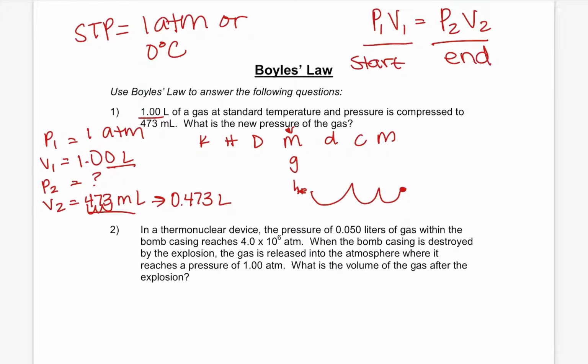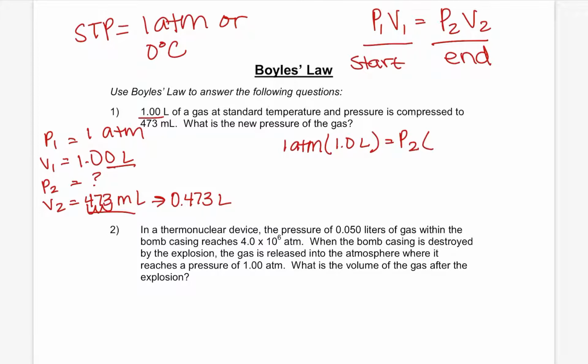Okay, so let's go back a little bit. Now we've got what we need to solve for the second pressure. I like to write it all out and plug it into the formula. So 1 ATM, make sure you include your units, times 1.0 liters is going to equal P2 times 0.473 liters. Okay, we want P2 by itself.